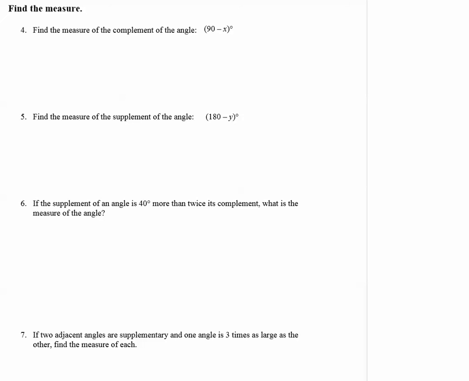In this example, we're going to look at several different situations involving angles. The first is finding the measure of the complement of an angle if the angle is 90 minus x degrees. Remember that a complement of an angle is equal to 90 degrees minus the angle. So to find the complement of this angle, I would say 90 minus that angle, 90 minus x.